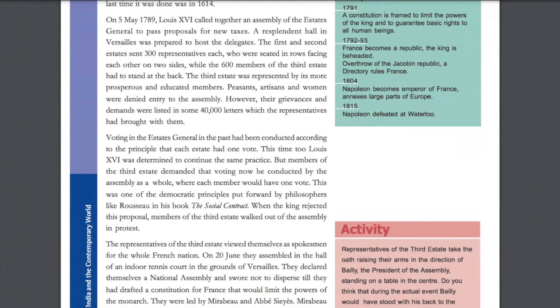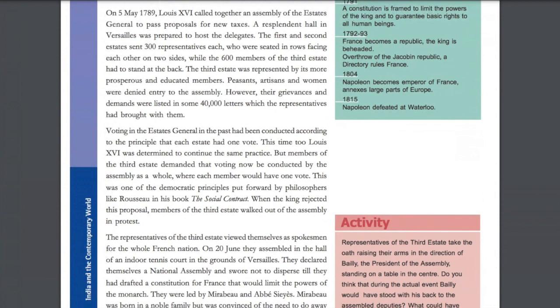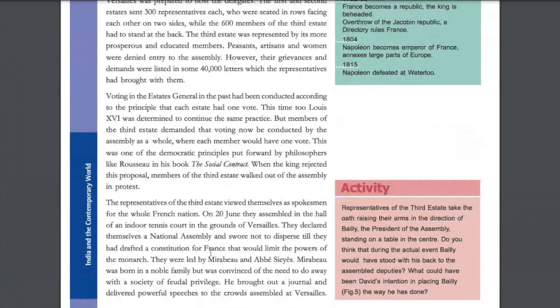So the third estate was not satisfied with the king's decision, hence they walked out of the assembly. They saw themselves as the spokesmen for the French nation, and they swore that they would not disperse until they had drafted a constitution for France, and they declared themselves the National Assembly. They swore not to disperse till they had drafted a constitution for France that would limit the powers of the monarch.